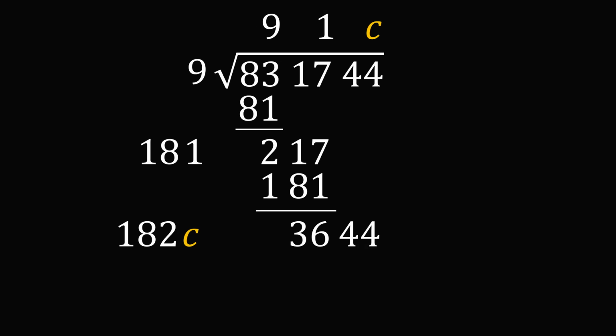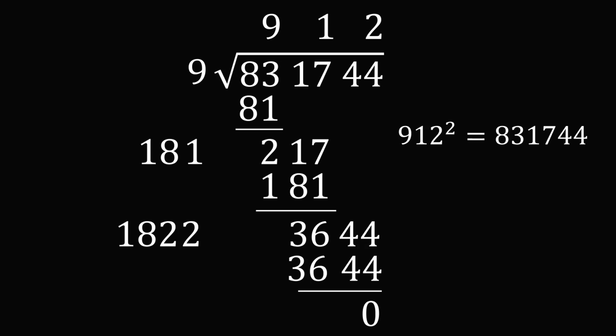So we need to solve the equation 182c times c is less than or equal to 3,644. But this is easy. If we substitute c equal to 2, we get exactly 3,644. So we know that c is equal to 2, we get 3,644, and we end up with no remainder, so the process ends right here. So we know the square root of 831,744 is 912. And in fact, we can check that the square of 912 is exactly 831,744.